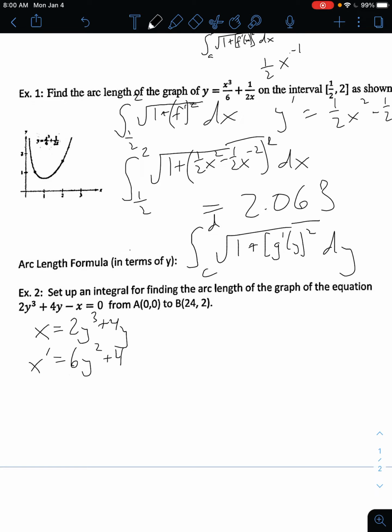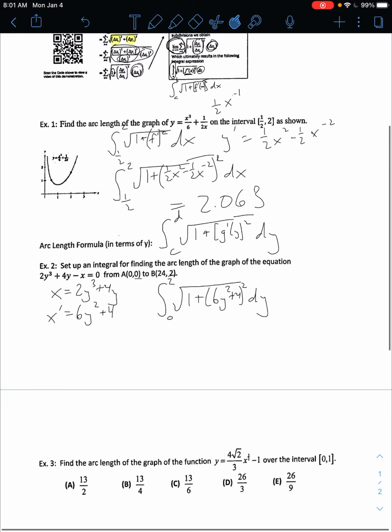Now be careful when you do your integral, it's in terms of y values now. So from 0 to 2 for the y values, and then the square root of 1 plus that derivative we got, squared, dy. And notice it just says set it up. This would be extremely difficult, if not impossible, to integrate by hand, so we're just not going to worry about it. All right, 2 more.